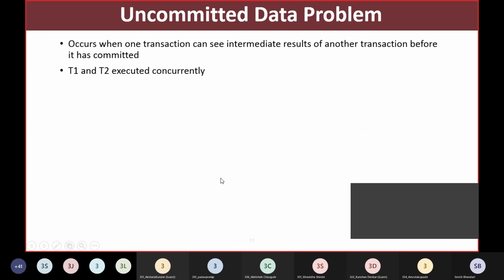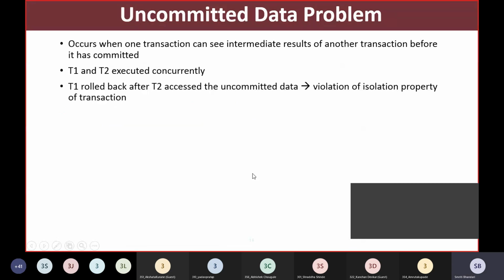Right? Now, let us see the other way of execution. So, as I stated, this uncommitted data problem occurs when one transaction can see intermediate results of another transaction before it commits.